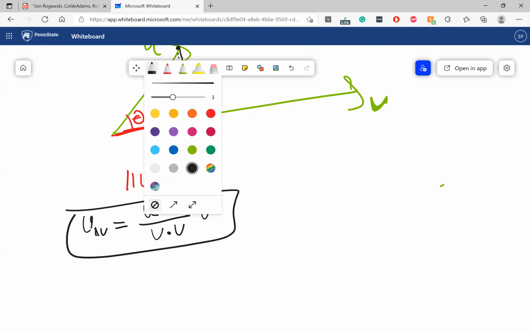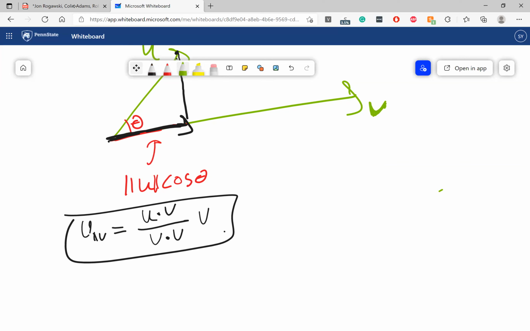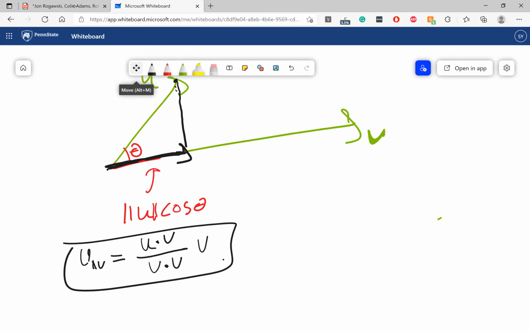You want this vector, it goes in the direction of v. So it's pointing in the direction of v, but it has the length of this projection. So it's basically, imagine taking this vector u and squishing it down onto here. And we will go through a lot of examples. Yes. Okay, perfect.